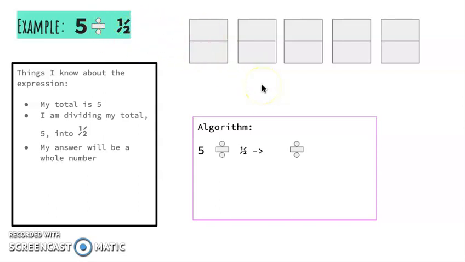So now, what I'm going to do is I'm going to count the total pieces that I have now. So I have 1, 2, 3, 4, 5, 6, 7, 8, 9, 10. So I have 10 pieces. So remember, if my total was a whole number, that means that my answer is a whole number as well. So my answer is going to be 10, because that is the amount of pieces that I am left with.